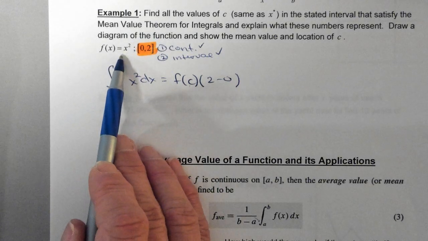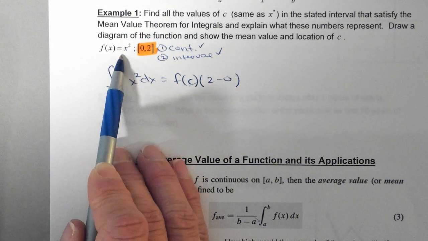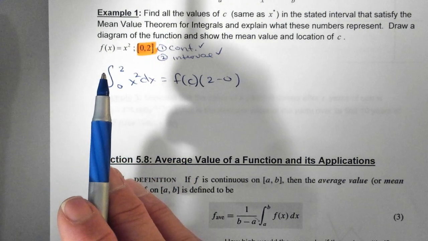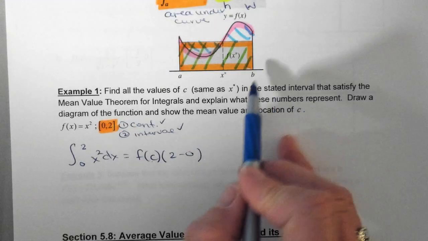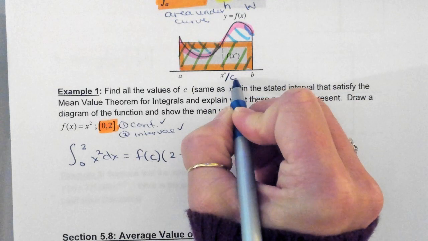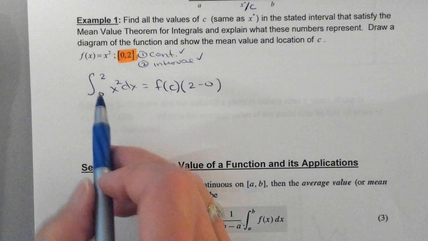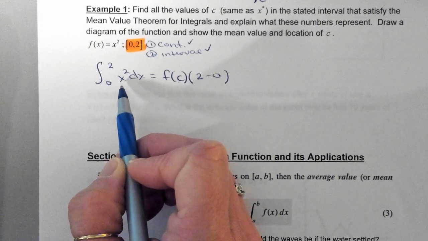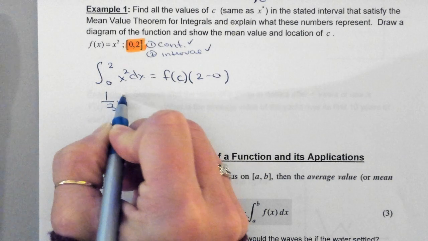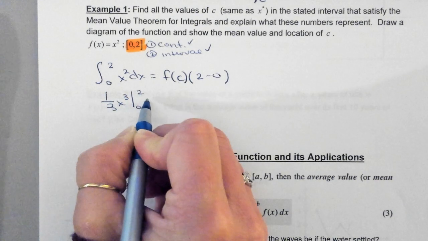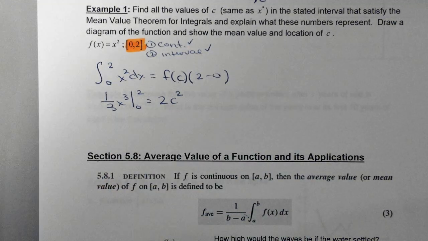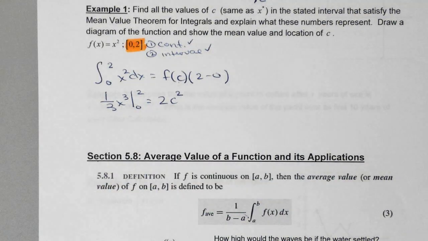So if this function was, I'm just making it up, 2x minus 1, it would be 2c minus 1. Because we're trying to find that c value. Where is this going to occur? On this graph, this would represent my c. This is the same thing as c. Okay, let's integrate. What is the integral of x squared? 1/3 x to the third, evaluated from 0 to 2, is equal to, you guys told me, 2c squared. Does everyone understand where 2c squared came from?